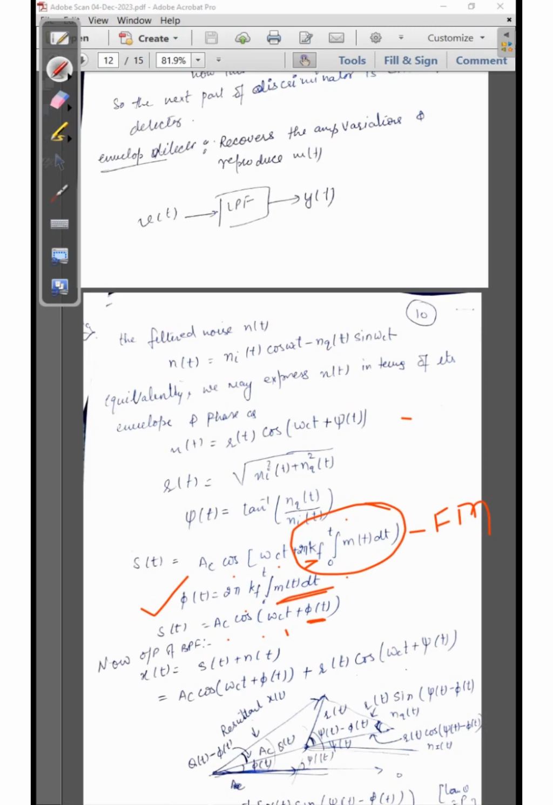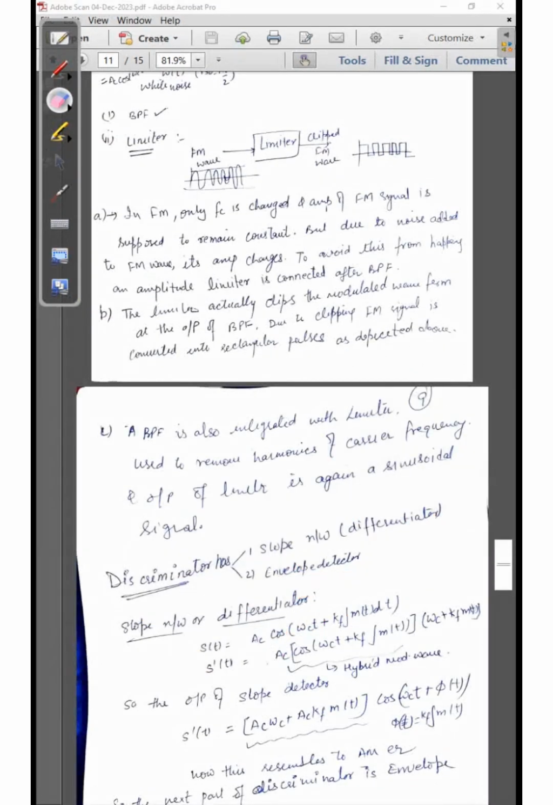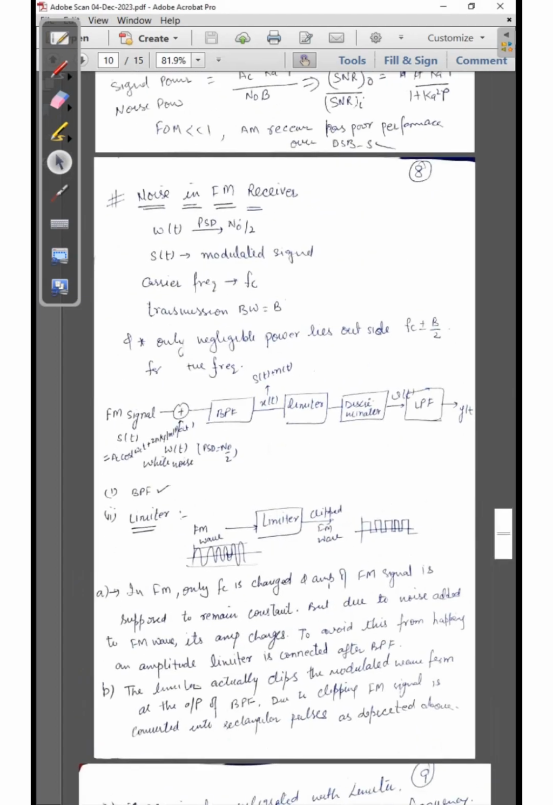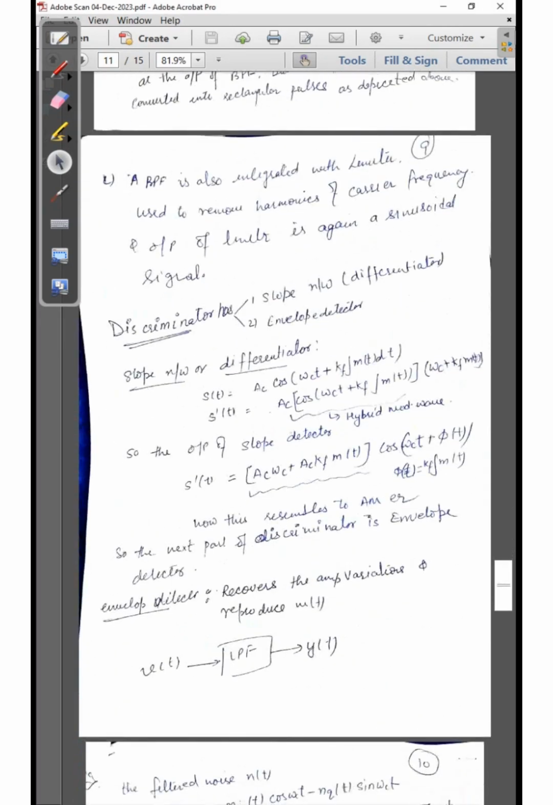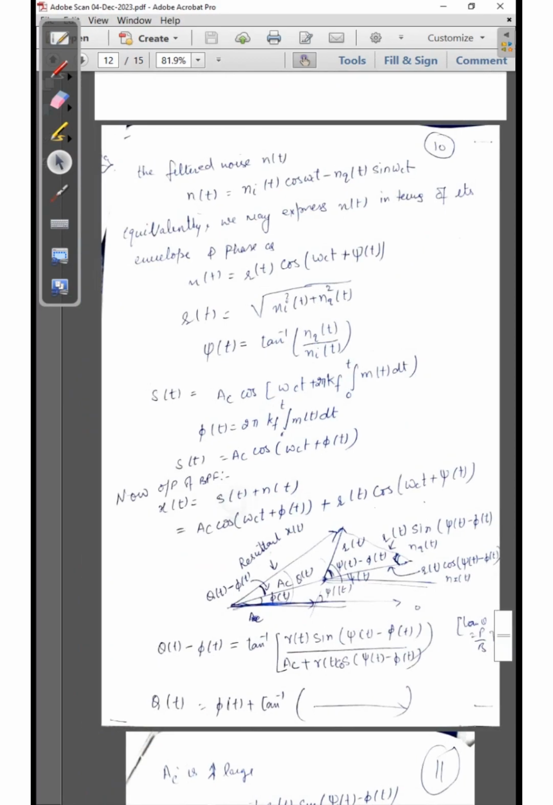Right, now the output of the band pass filter, moving back to the block diagram. The output of this band pass filter, x of t, is s of t plus n of t, the modulated signal plus narrowband noise. So I can write s of t as Ac cos(omega_c t plus phi of t), plus n of t, which we represent here as r of t cos(omega_c t plus psi of t).